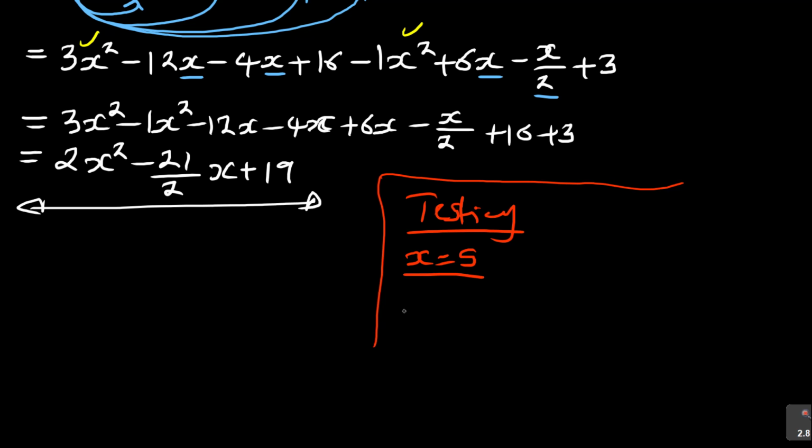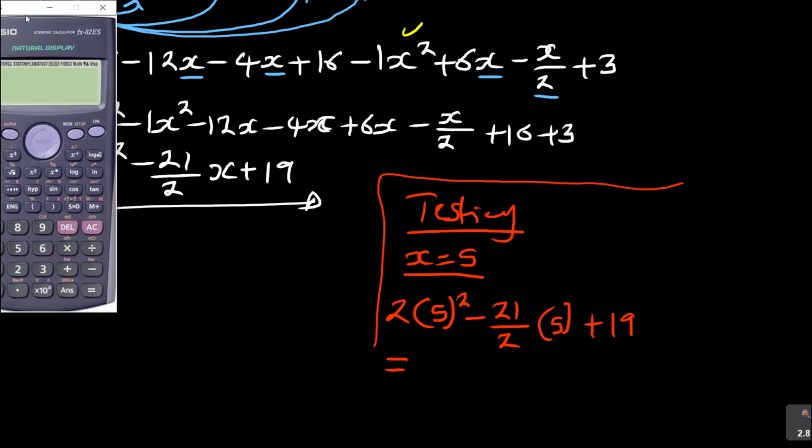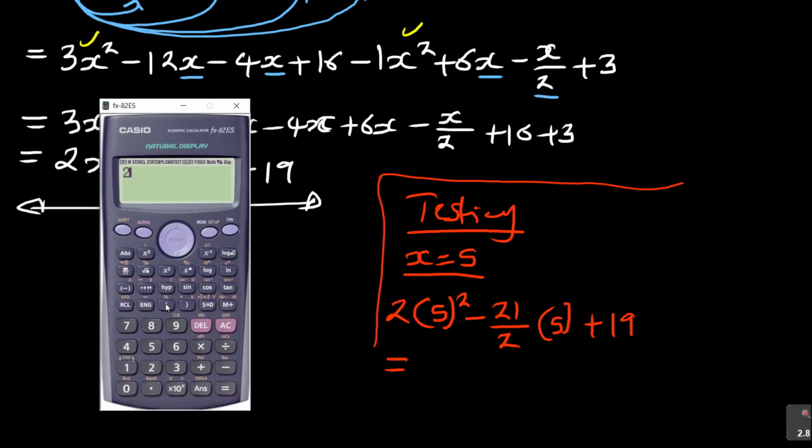So on the final answer, 2 bracket x squared, it's 5 squared, minus 21 over 2, my x, you put a bracket, is 5. That's substitution there, plus 19. I want to see what answer it will give me. So it's 2 bracket 5 squared minus 21 over 2 bracket 5, plus 19. See, it will give me an answer 33 over 2.